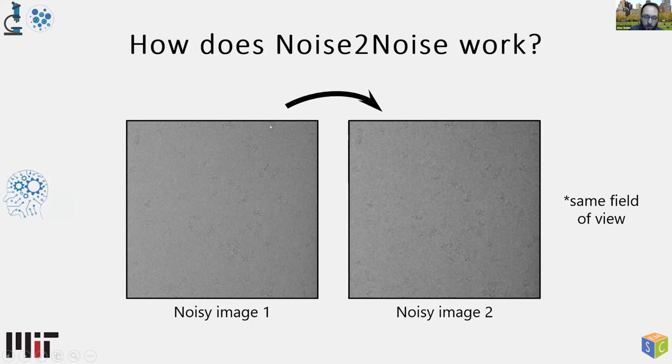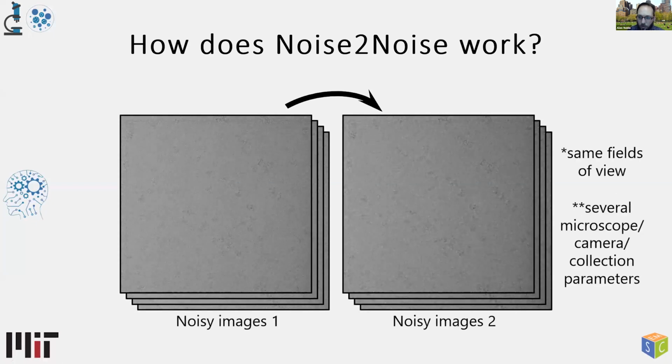You train the network, it's a UNet, to learn how to transform noisy image 1 into noisy image 2. And then you do that for many, many, many micrographs, many thousands of micrographs over a different set of data, different microscope, different camera, different collection parameters. So it kind of learns the entire image formation process of the microscope systems that you're using.